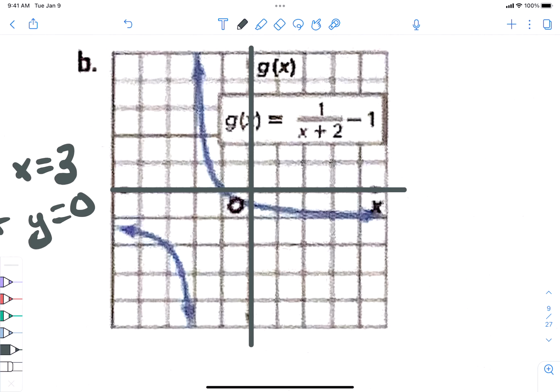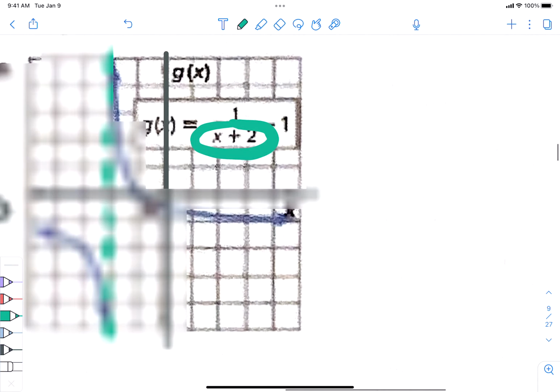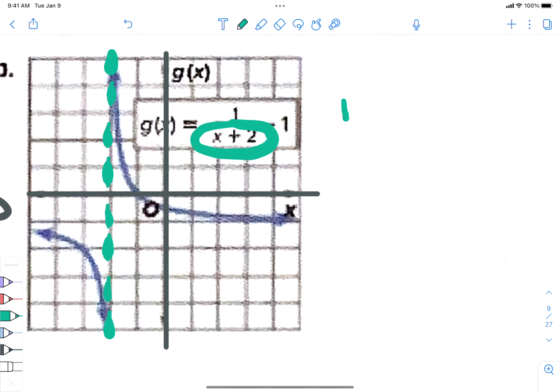Where is the vertical one at? It's moved to -2. Do you see where it's at? Now, if you were looking at the equation, can you tell that that's -2? How do you know? X plus 2 is the bottom, so x can't be -2. So for my VA, x equals -2 is my VA.